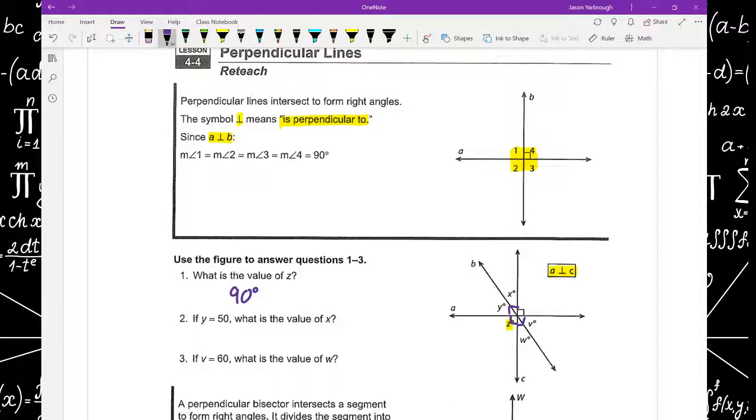For the next one, we're going to look at this and say if y equals 50, what's the value of x? So we're going to replace y with 50. Now we're going to look at x. If we look at this entire corner, the entire corner has to equal 90. So the way that we can find the missing information is to do 90 minus 50, giving us 40. So x is 40.